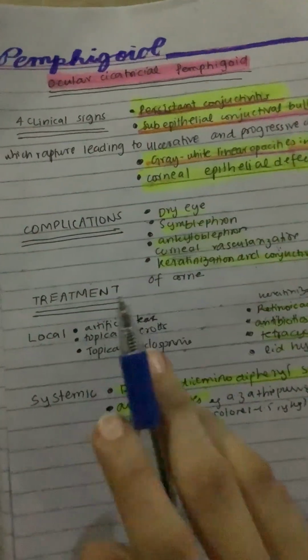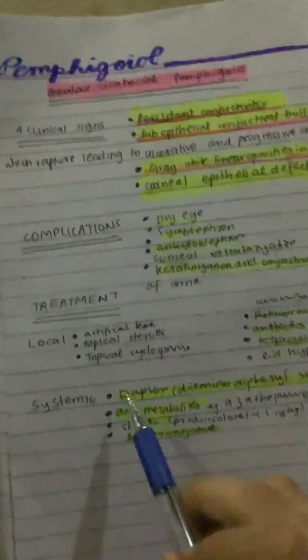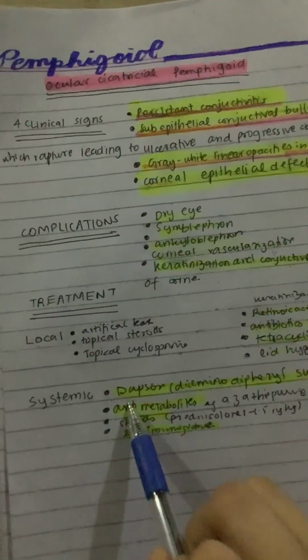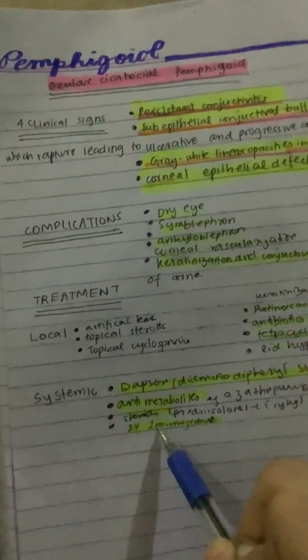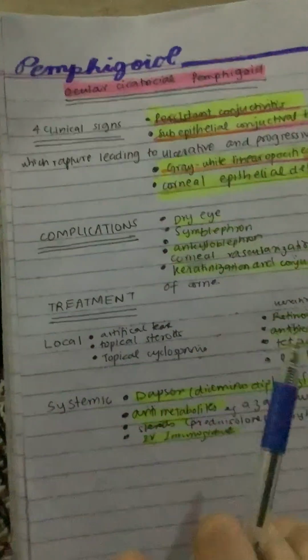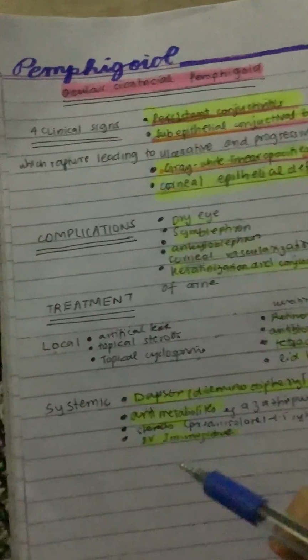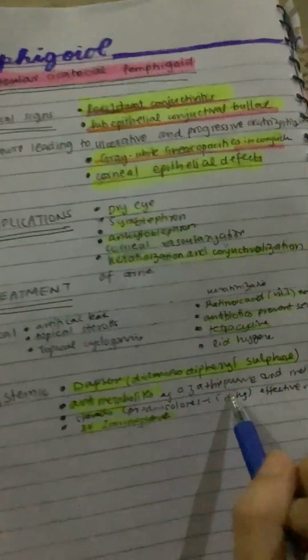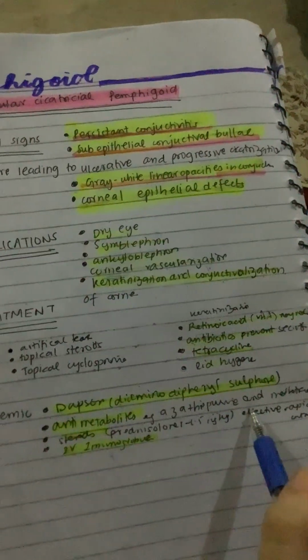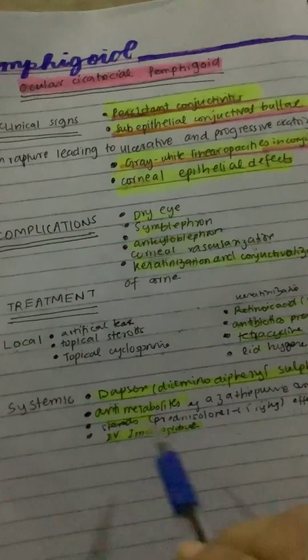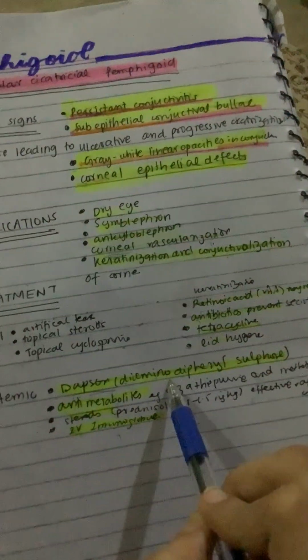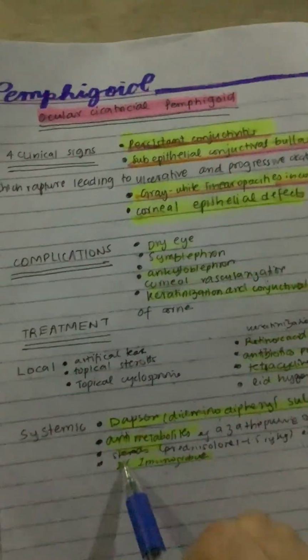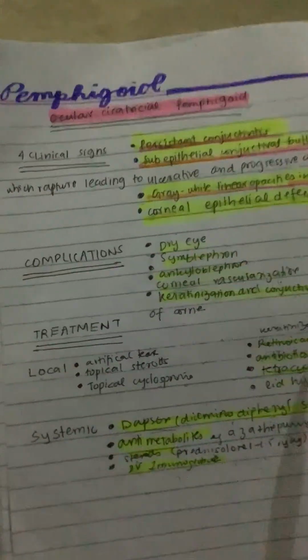For the systemic treatment, we have to remember three main important points. Sorry, four important points: antimetabolites, dapsone, steroids and IV immunoglobulin. First of all, we have antimetabolites, azathioprine and methotrexate, and then we have dapsone, which is diaminodiphenyl sulfone, steroids, and then IV immunoglobulin. So this was all about pemphigoid.